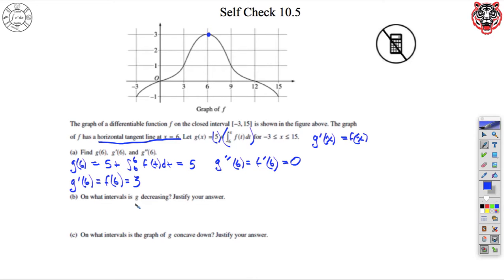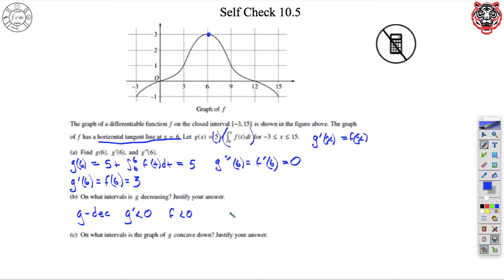On to part B. On what intervals is g decreasing? So, the definition of g decreasing is what, girls? F prime is less than 0. Sorry, g prime is less than 0. I know, it normally is an f. So g prime is less than 0. We know g prime is f, so we're really looking for where f is less than 0. And f is less than 0 right there and right there.